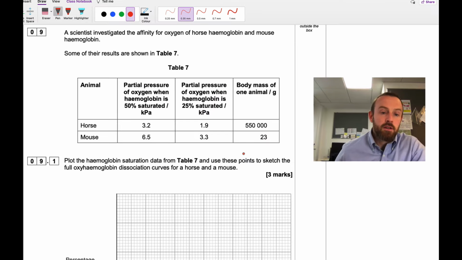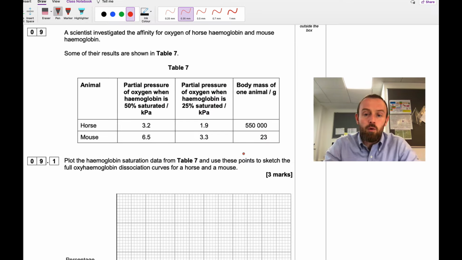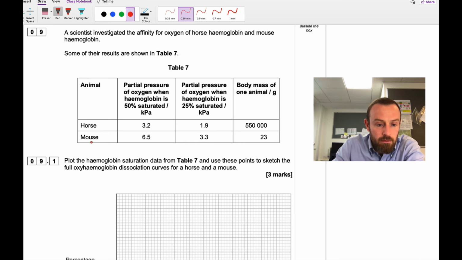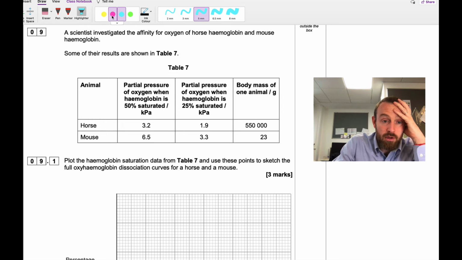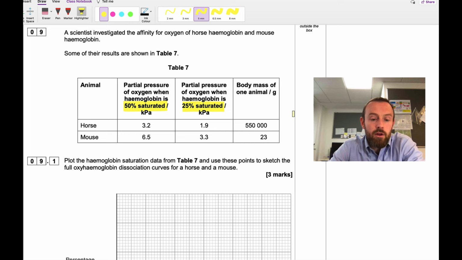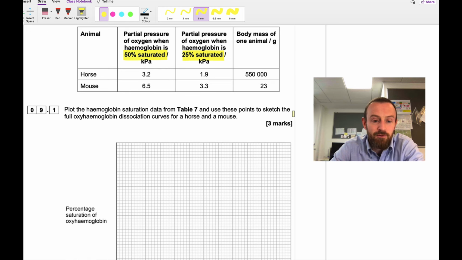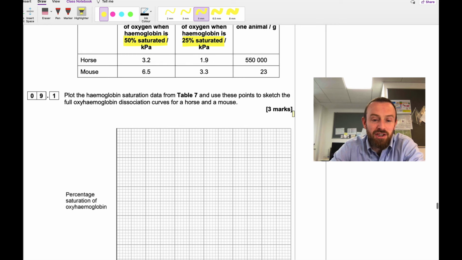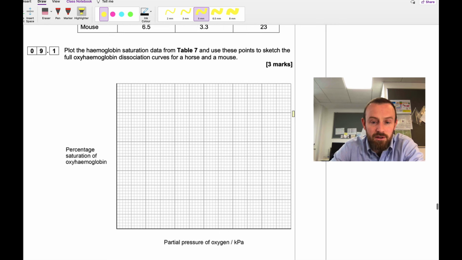Okay, question 9. Scientists investigated the affinity for oxygen of horse hemoglobin and mouse hemoglobin. Some of the results are shown in table 7. Horse and mouse here, partial pressure of oxygen at which hemoglobin is 50% saturated, partial pressure at which it's 25% saturated, and then the body mass of an animal. Okay, plot the data and use these points to sketch the full oxyhemoglobin dissociation curves for a horse and a mouse.